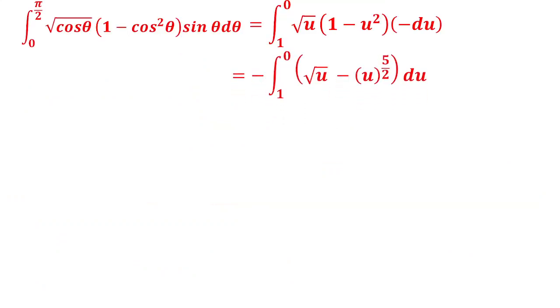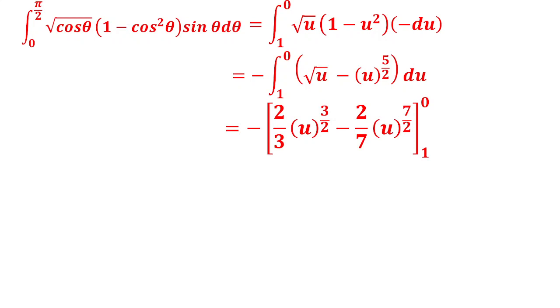I am taking the minus sign outside. I will keep the integral as it is, 1 to 0. Root u. When you bring it inside, root u into 1 is root u. Root u into u square is u power 2 plus 1 by 2, therefore 5 by 2. All of you know the integration of it. U power 1 by 2 gives 2 by 3 into u power 3 by 2. U power 5 by 2 gives u power 5 by 2 plus 1, therefore it is minus 2 by 7.